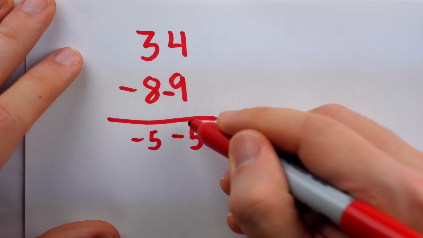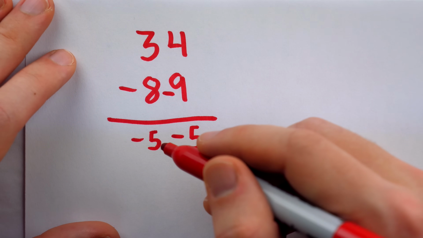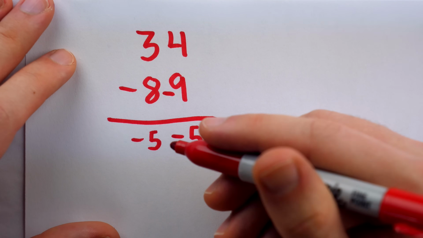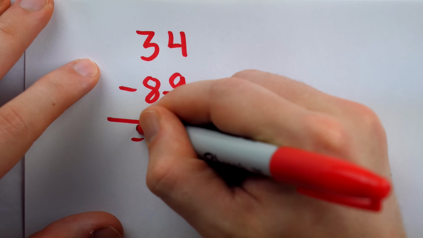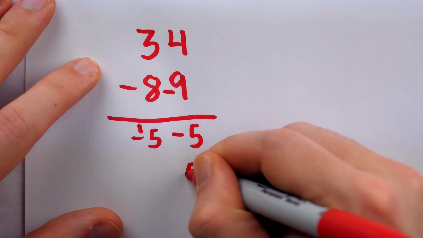Of course, we can't have negative 5 in the ones place, so we need to do something that's equivalent to taking away 5 units. To do that, we're going to add 1 to the negative tens place, and then we can put 5 in the units place.